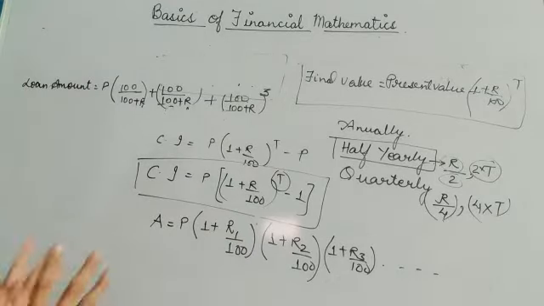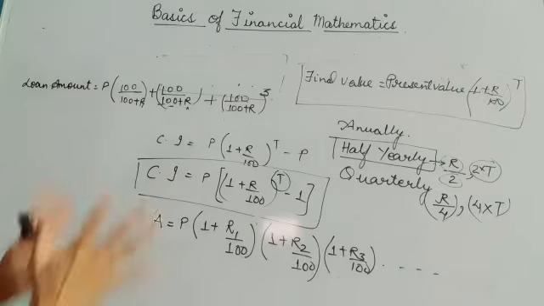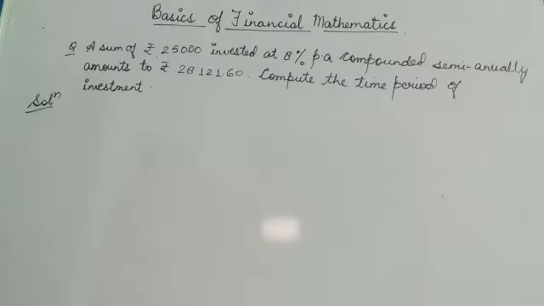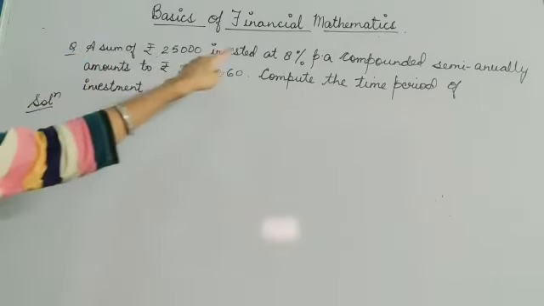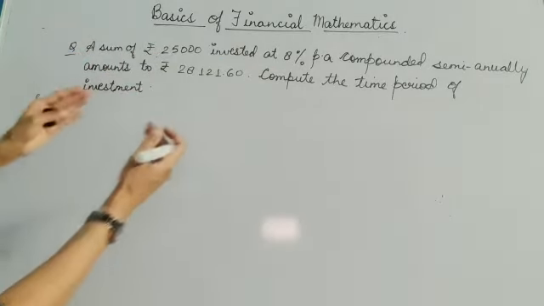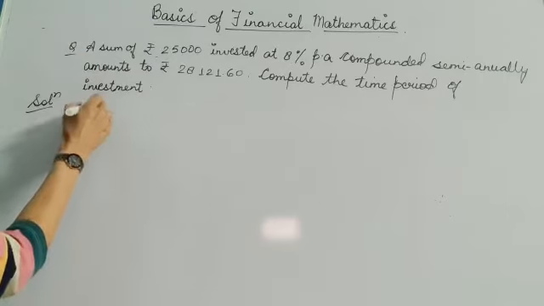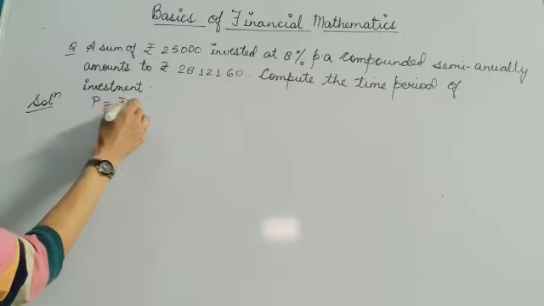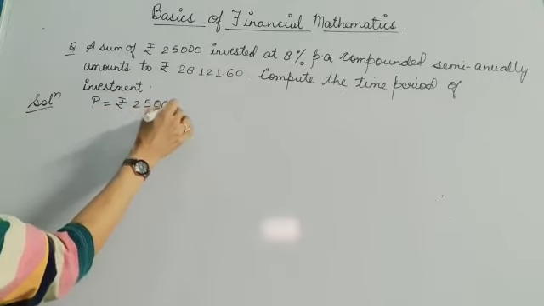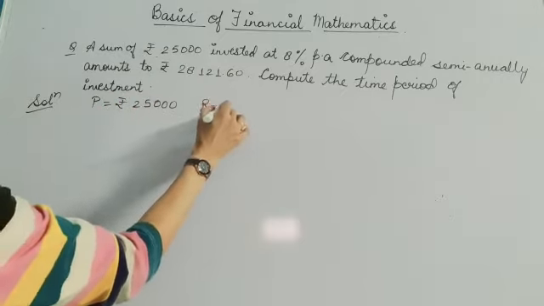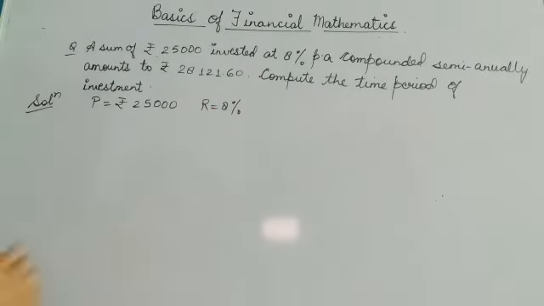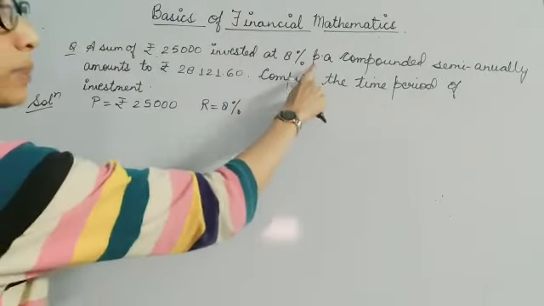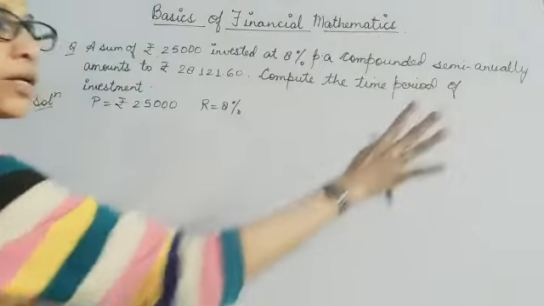Just note down all these formulae and let's see how we can do the questions based on these formulae. Let's start with this question. It is given a sum of rupees is invested at 8%. So first of all, you extract out the things from it. A sum of rupees is invested, that means this is your principal. So 25,000 is your principal. Rate of interest is given to you as 8% per annum compounded semi-annually.